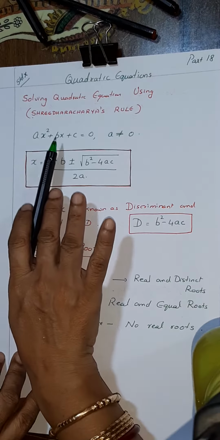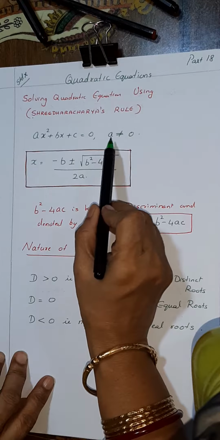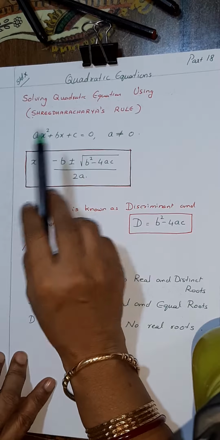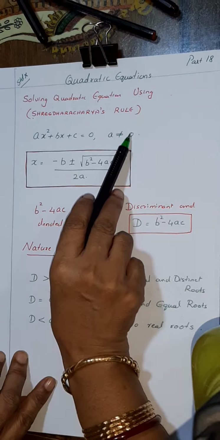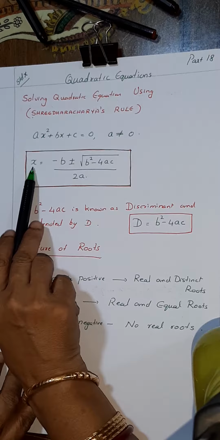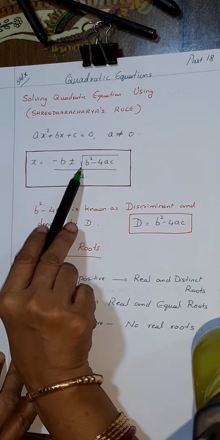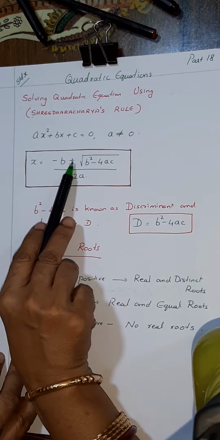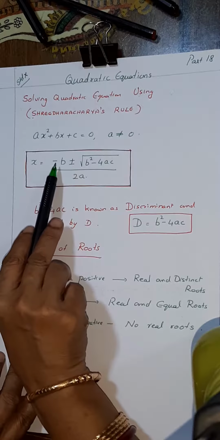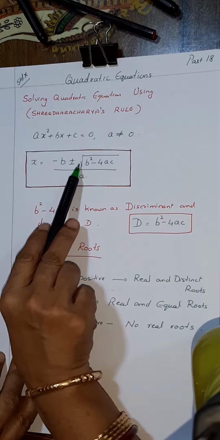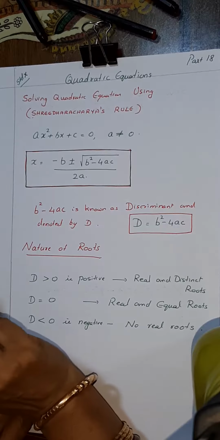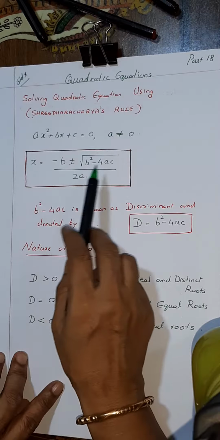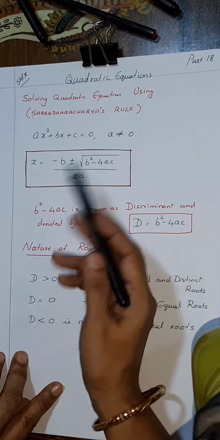The equation is ax squared plus bx plus c equal to 0, where a is not equal to 0, because if a is equal to 0, then it will become a linear equation bx plus c equal to 0. That's why it's given as a not equal to 0. Then the value of x is equal to minus b plus or minus root of b squared minus 4ac by 2a. That is, the first root will be minus b plus root b squared minus 4ac by 2a. The other root will be minus b minus root of b squared minus 4ac by 2a. So you will get the same answer when you do the factorization method or when using this formula method.